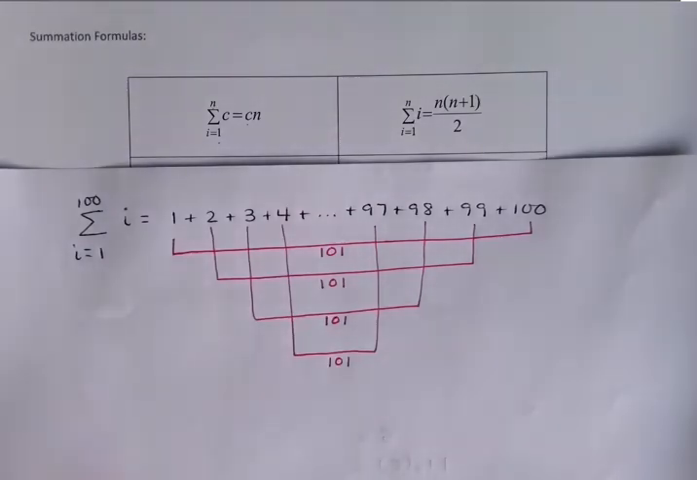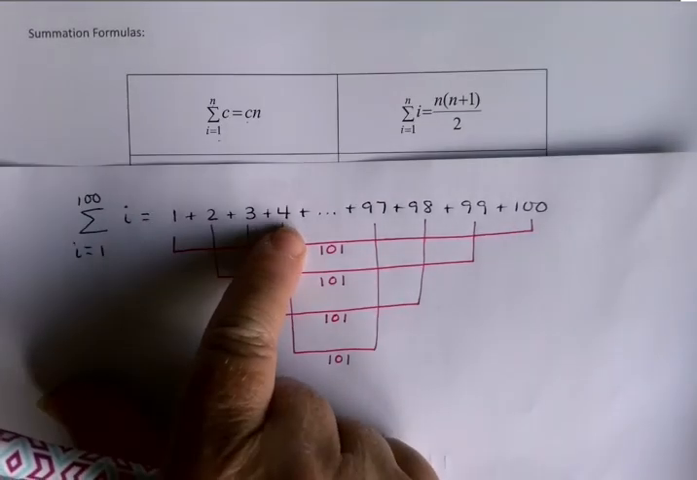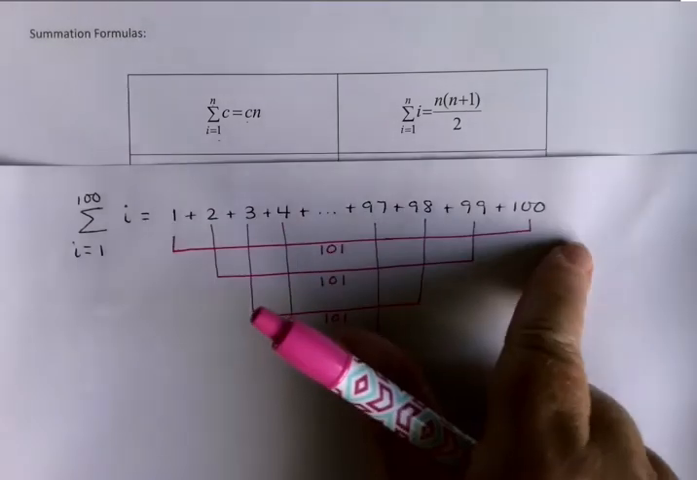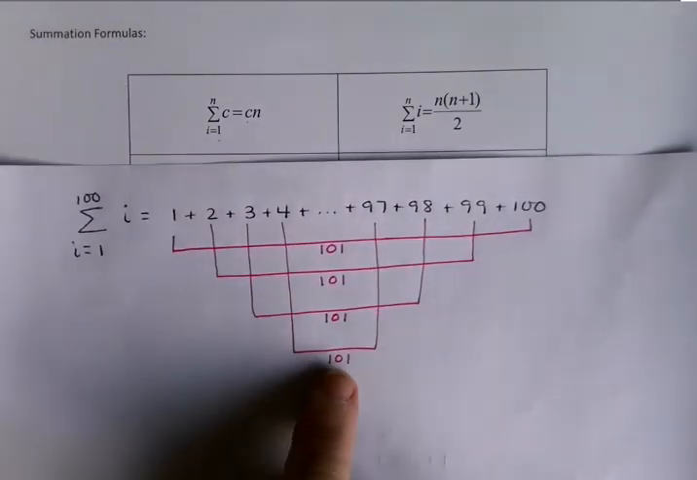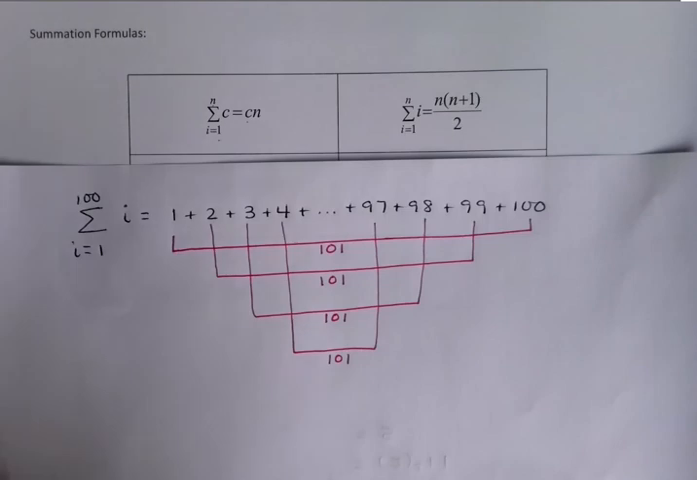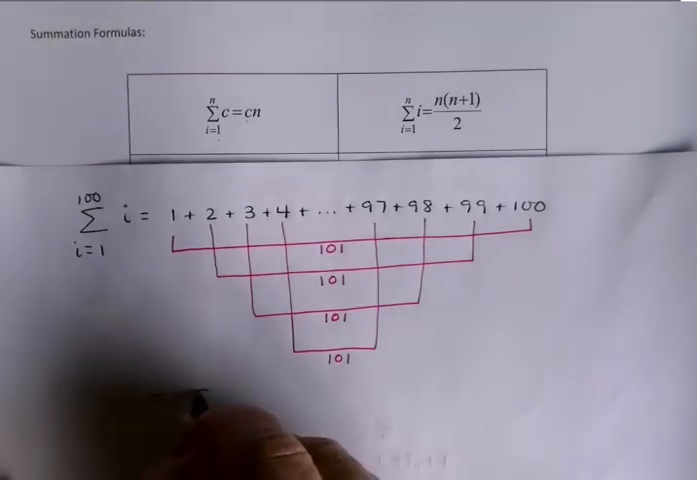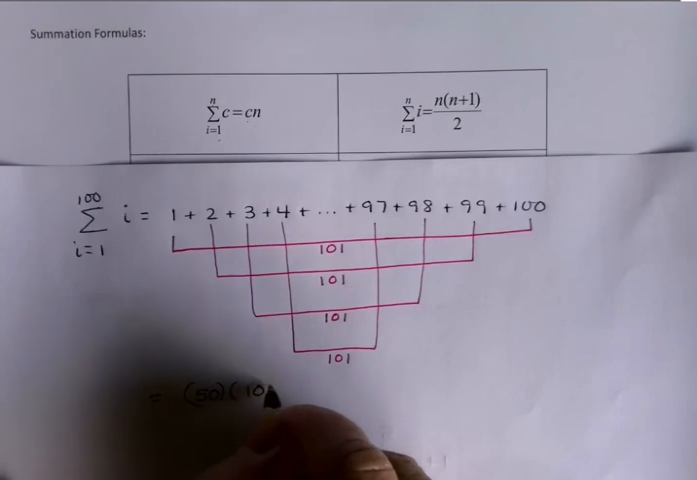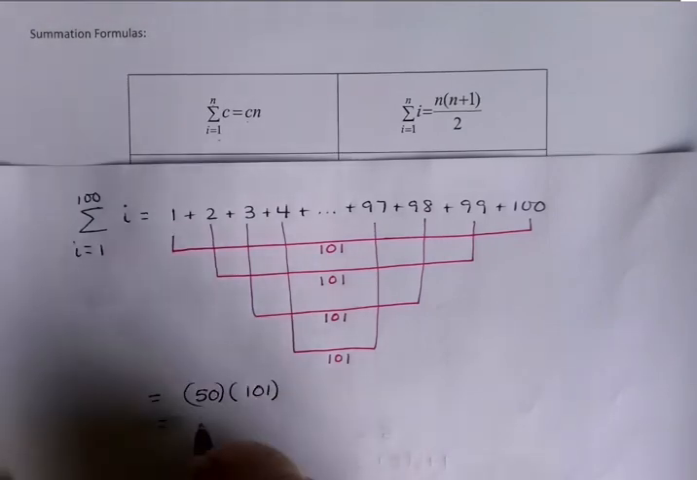I'm going to end up with all of the numbers from 1 to 50 paired up with one of the numbers from 51 to 100. And each time the sum is going to be 101. So I'm going to have 50 pairs times 101 for a sum of 5,050.